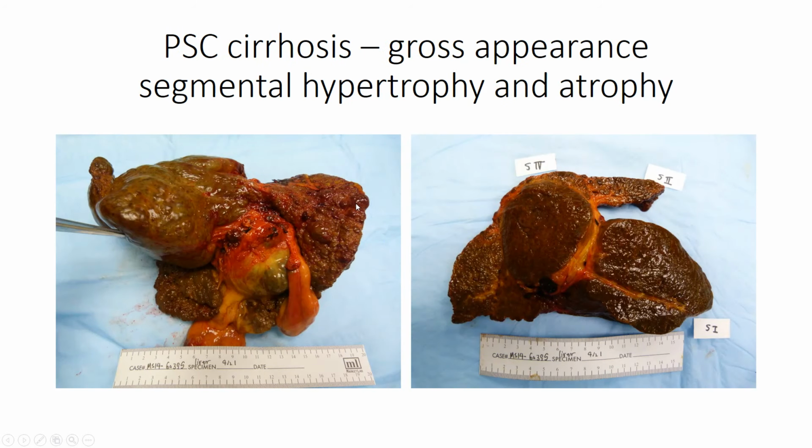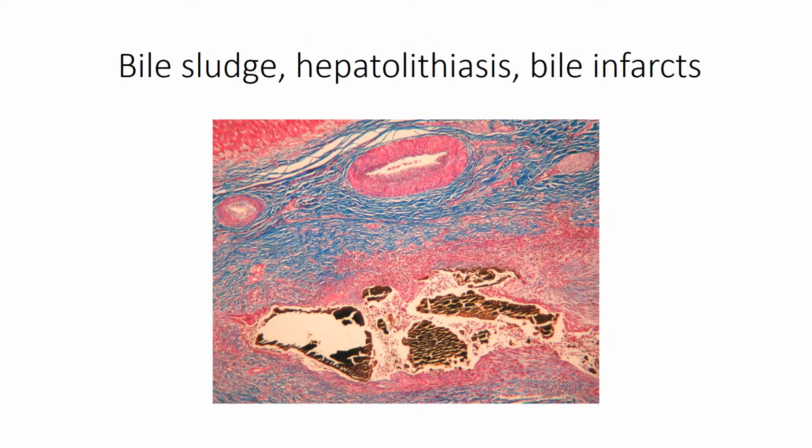And this is even more dramatic. Here the caudate lobe occupies most of the liver parenchyma and probably is the one supporting the entire metabolic demands in this patient. This is the hypertrophy; the segment 4 lobe also, that's segment 2. So the bottom line is, if you see an explanted liver specimen having this distorted shape, think of PSC. On histology, you may see bile sludge, stones, and bile infarcts.